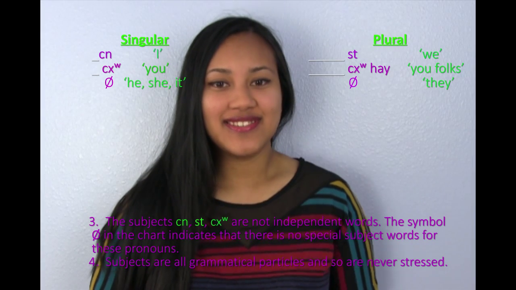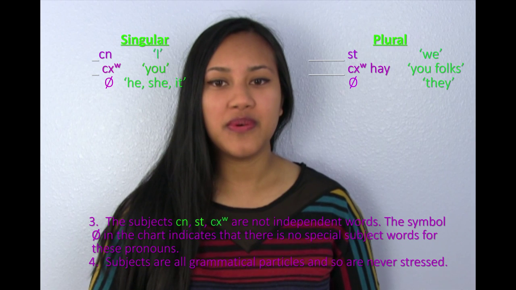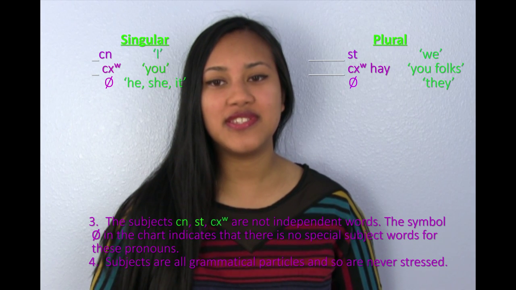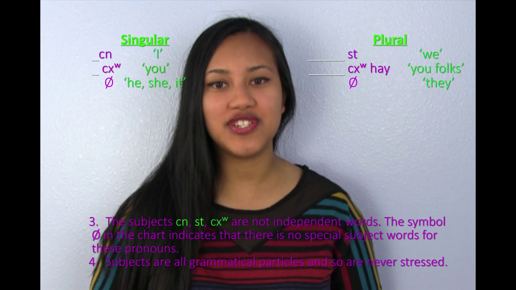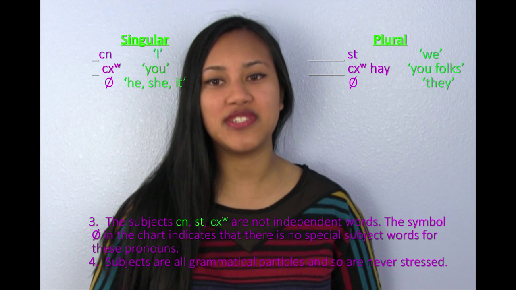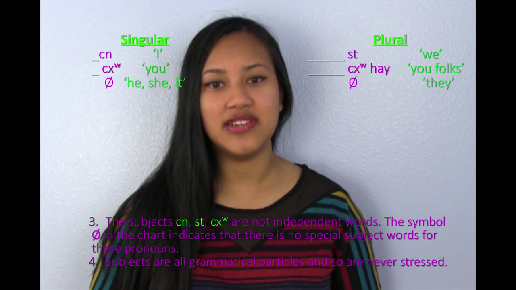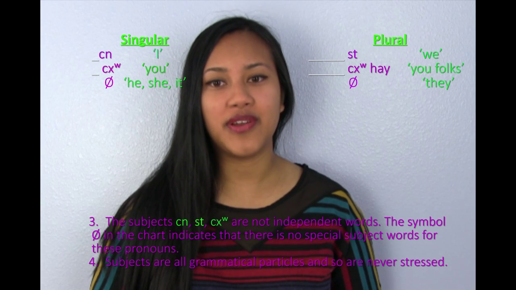The subjects sin, st, are not independent words. The symbol slashed O in the chart indicates that there is no special subject word for these pronouns. Subjects are all grammatical particles and so are never stressed.